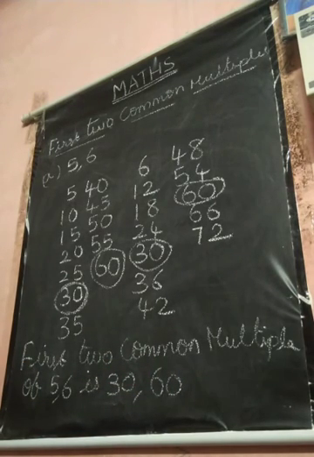How will you find the first 2 common multiples of 5 and 6? First you write the tables, the 5 tables and the 6 tables, both. You find the first 2 common multiples, and then you stop the multiplication and write. In the 5 tables and 6 tables, the common multiples 30 and 60 are the first 2 common multiples of 5 and 6. Did all of you understand, children?